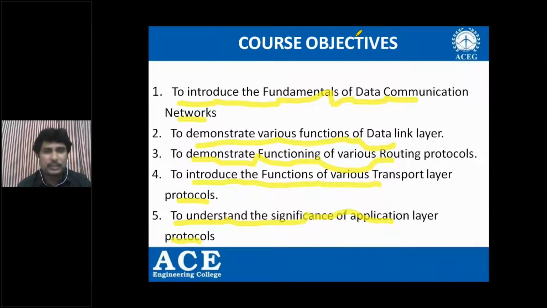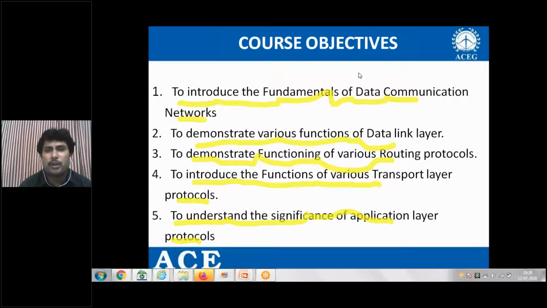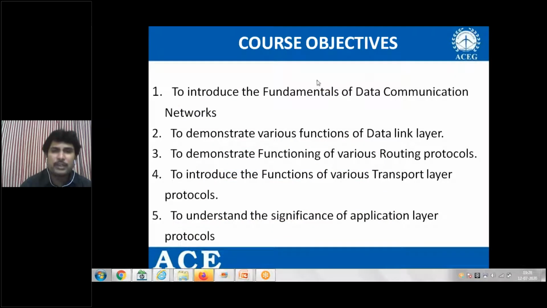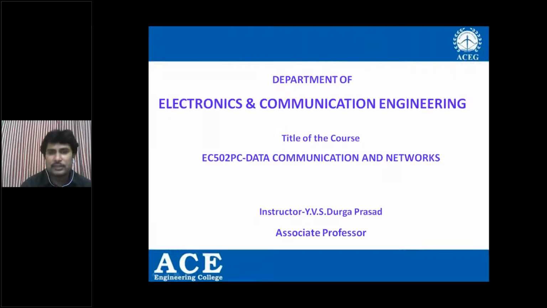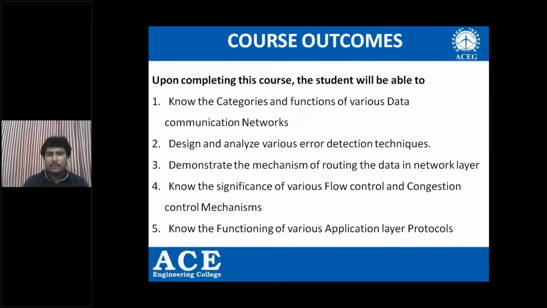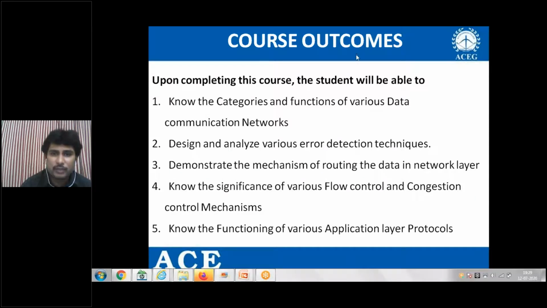I hope the objectives are clear. Now, after going through all these contents, what are the outcomes that we are going to achieve by using this subject called data communication networks? First, as I mentioned, we are going to learn the different categories and functions of various data communication networks. What it means is: first, we are going to understand the elements of a data communication network, then in how many ways data will be exchanged between the source and the destination, and then what we mean by a network and how many types of networks exist.